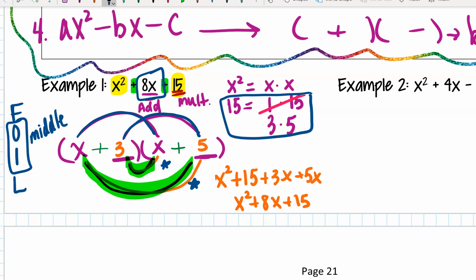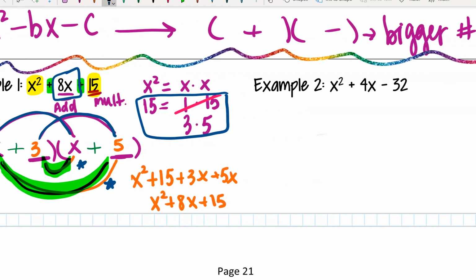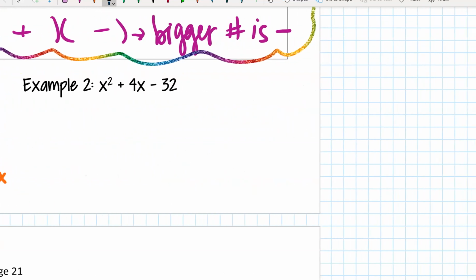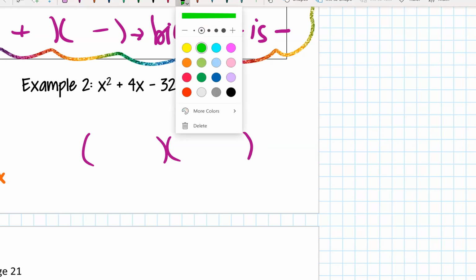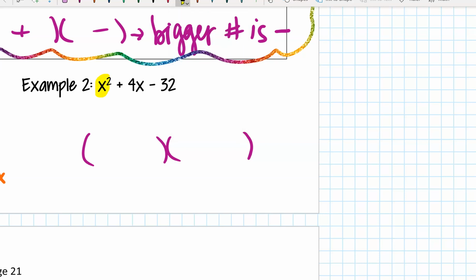Okay, so let's do another one. On example 2, we have x squared plus 4x minus 32. And as I told you, we're always going to have our groupings like this. Okay, so now I know my coefficient out front is 1. So I know if I need x squared, x times x will always give me x squared. Okay, x times itself, so that first little line that we draw, that's always a given.